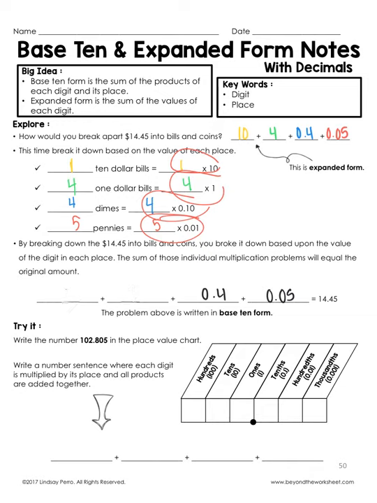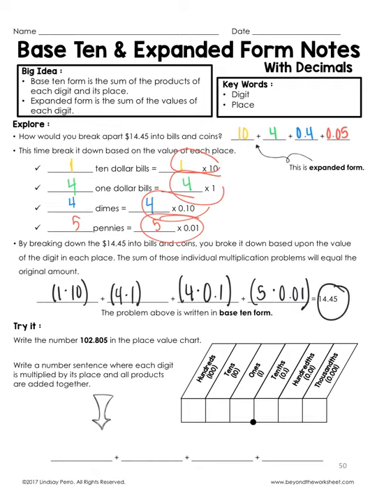Or if we wrote it as the multiplication, let me rewrite that there. Actually, I want you guys to write it this way too, if you're writing it down. It would be 1 times 10, 4 times 1, 4 times 1/10, and 5 times 1/100. Okay, so that's all of those multiplication parts added together to get that total of 14.45. So when you write it like this, with that multiplication, that's what we call base 10 form. Highlight that, base 10 form.